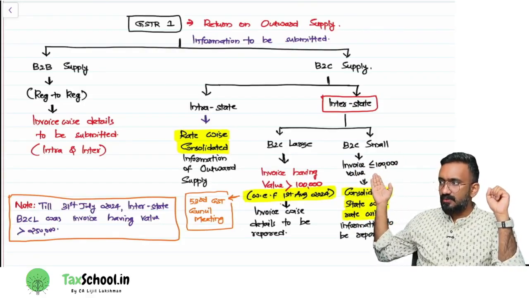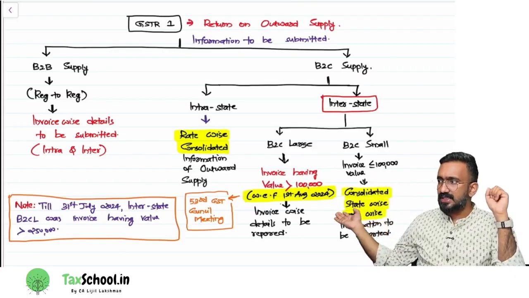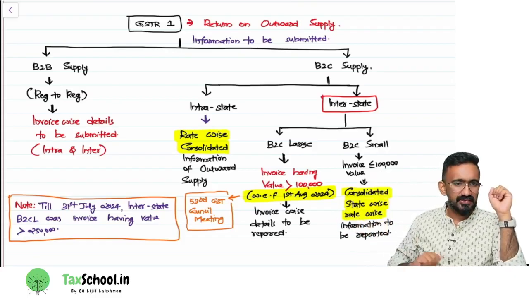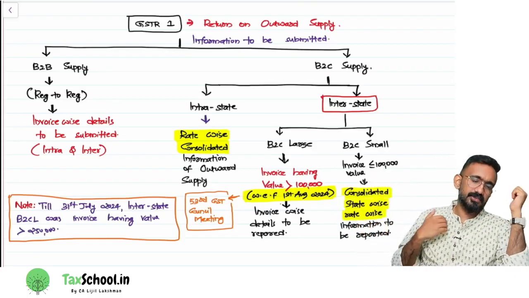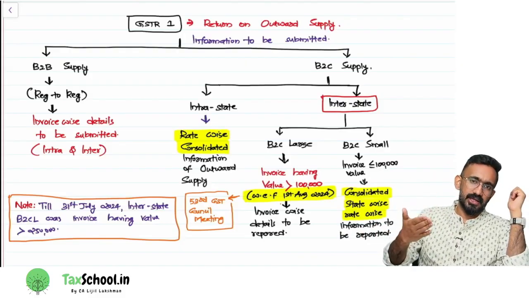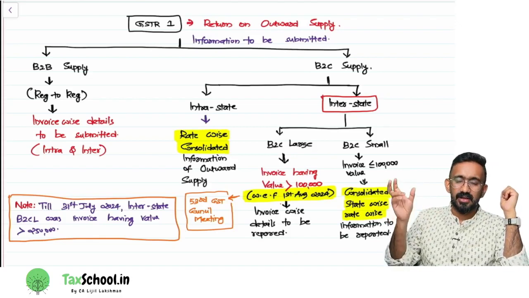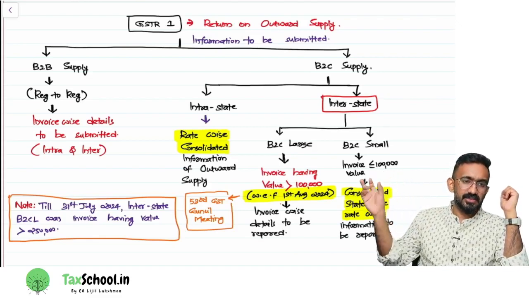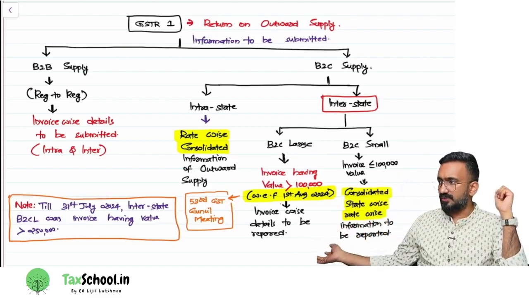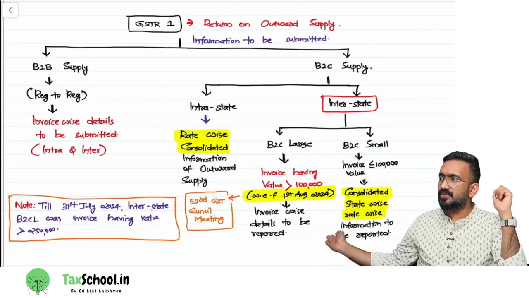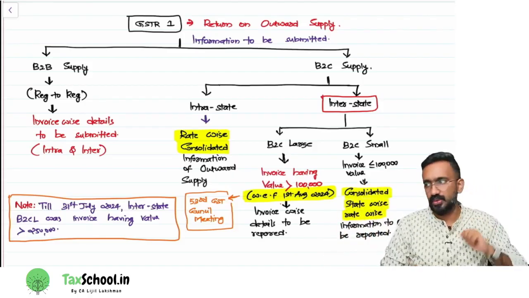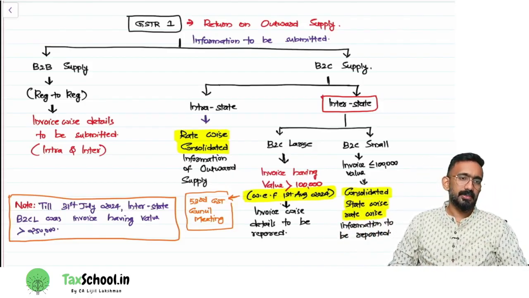There, the invoice value is less than or equal to 1 lakh and consolidated information is enough. State-wise, rate-wise. Say from Tamil Nadu, how much I sold to Karnataka. In Karnataka, how much is the total of 5%, 8%, 12%, 18%, 28%. That's all the information I have to give. It's called consolidated state-wise, rate-wise information to be reported. This is the amendment that we have.